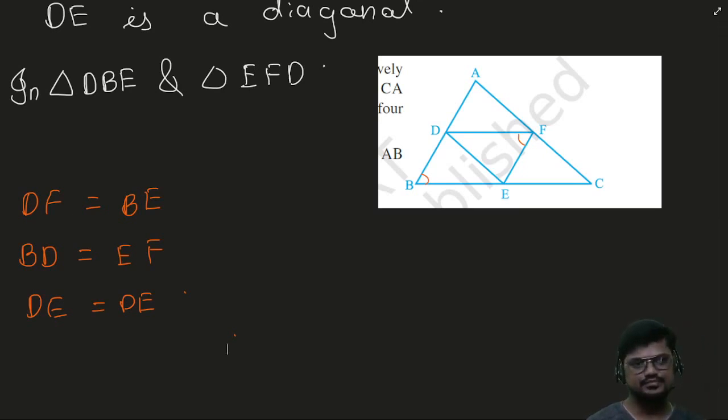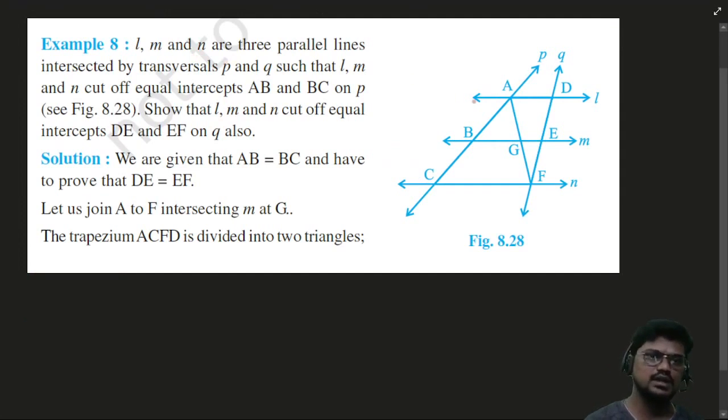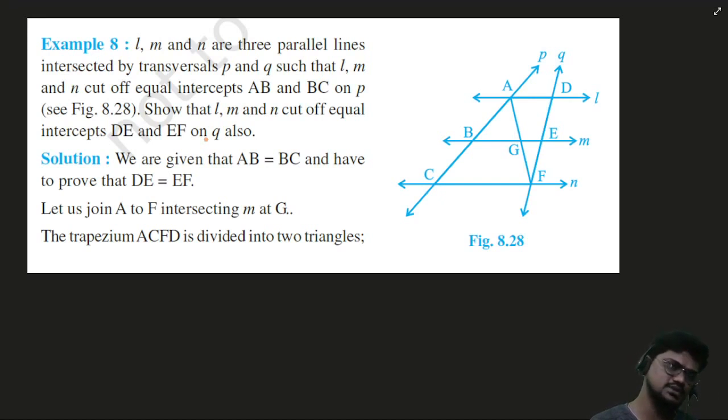Over here, L, M, N are three parallel lines intersected by the transversals P and Q, such that L, M, N cut off equal intercepts AB and BC on P. Show that L, M, N also cut off equal intercepts DE and EF on Q. What does the statement mean? They are cutting equal intercepts means AB is equal to BC. That's what is given.